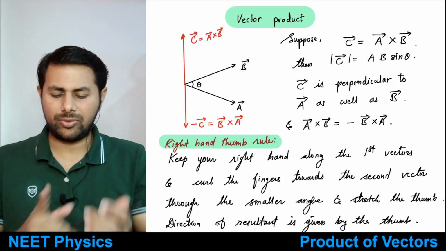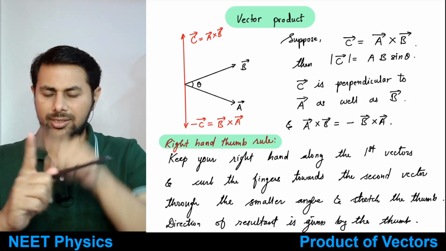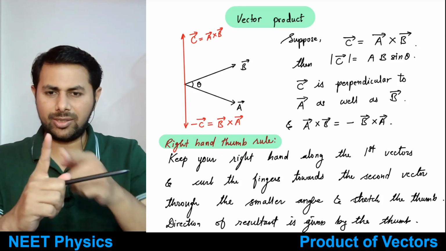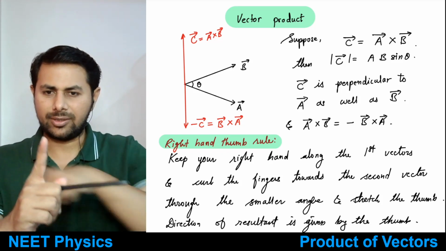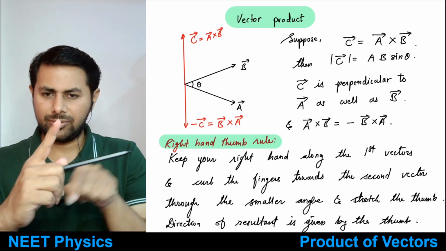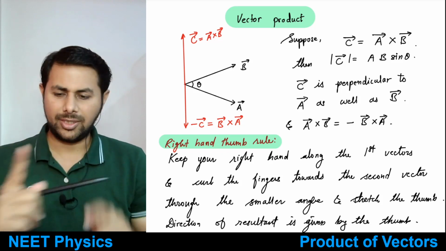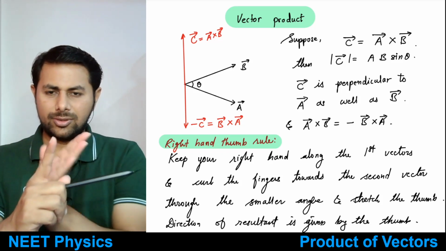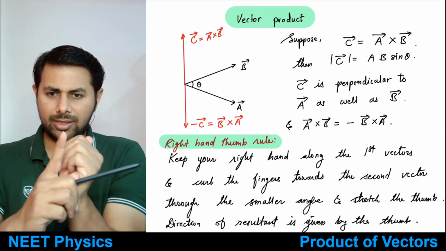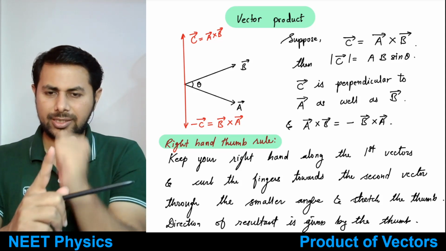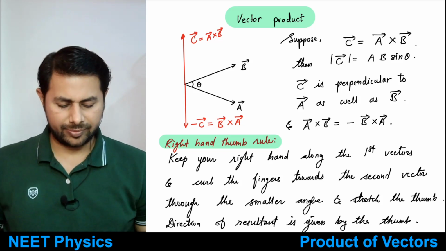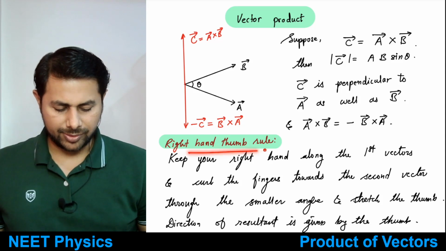So if you have two vectors, this is one, this is another one, then there are two possibilities of angles between them. One angle is this one and the other is this one. So you need to take the smaller angle. Keep your right hand in the direction of the first vector, curl the fingers towards the second vector and stretch your thumb. Your stretched thumb shows the direction of the resultant. That is the right hand thumb rule.